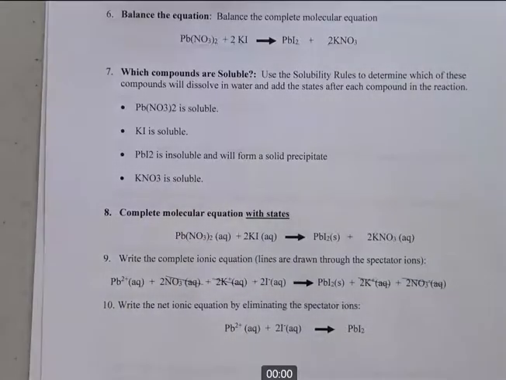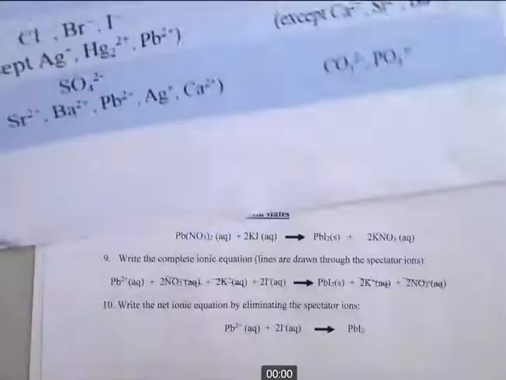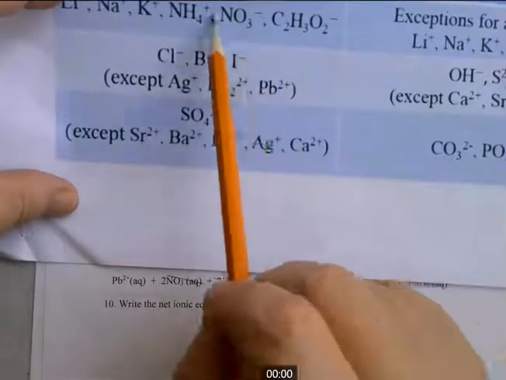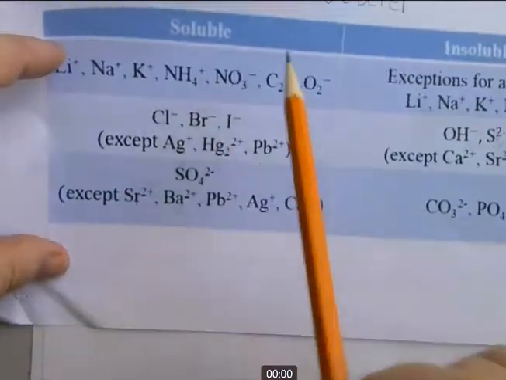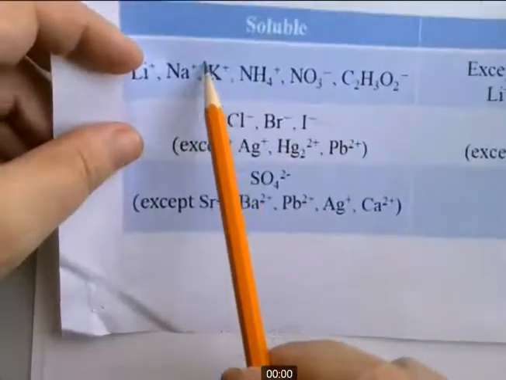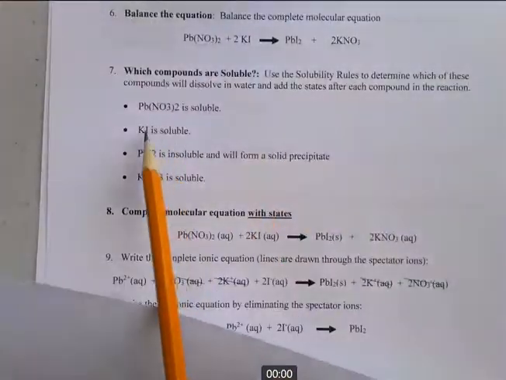All right, so let's figure it out. So Pb(NO3)2. So NO3, it says, is soluble with everything. Everything, no exceptions. So that is soluble. So we're going to say soluble. KI, potassium is soluble with anything. So KI is soluble.